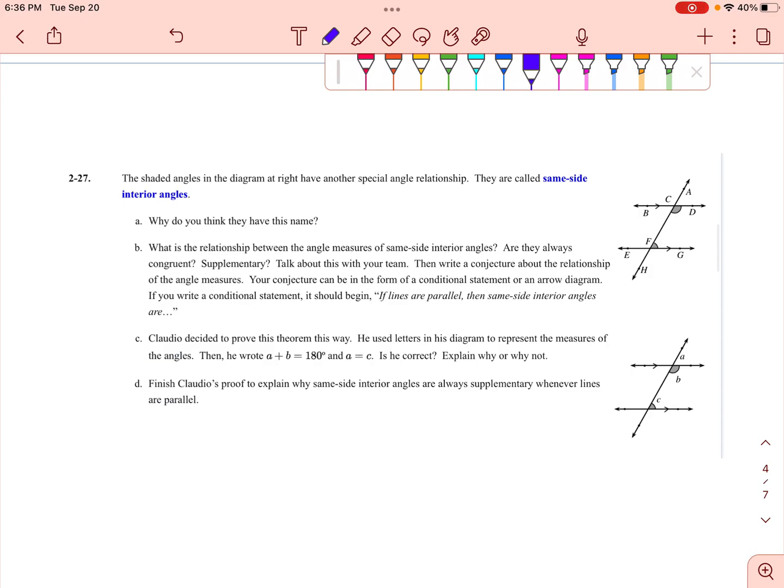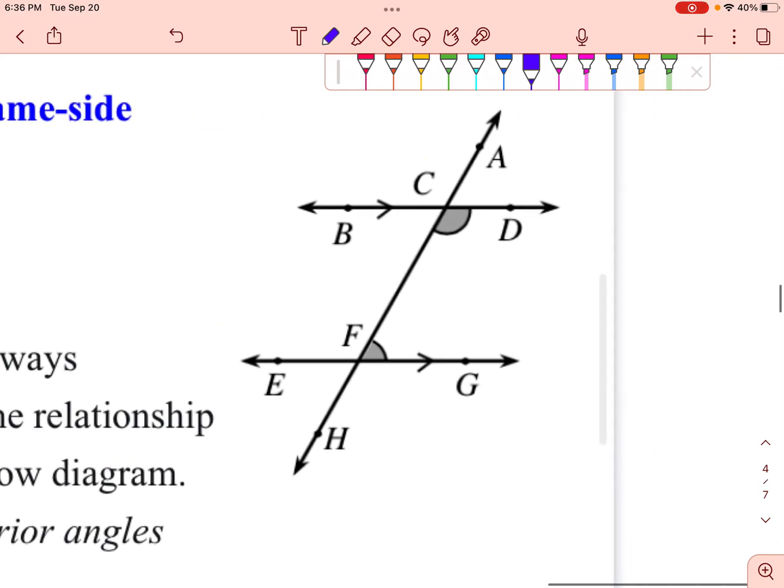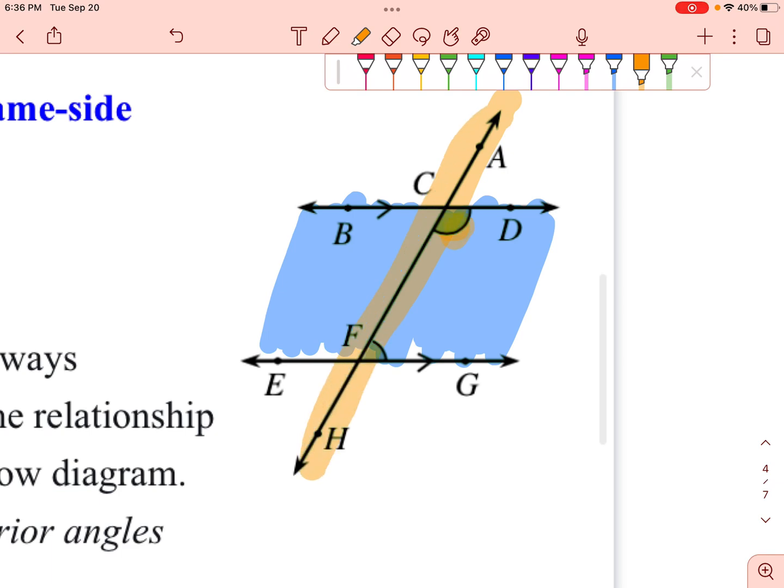Okay? And then the next set of angles that we're going to be talking about is something called same side interior. And again, they're called same side interior. Interior because again, they're on the inside of the parallel lines, except this time now they're on the same side. They're both on the right side of the transversal.